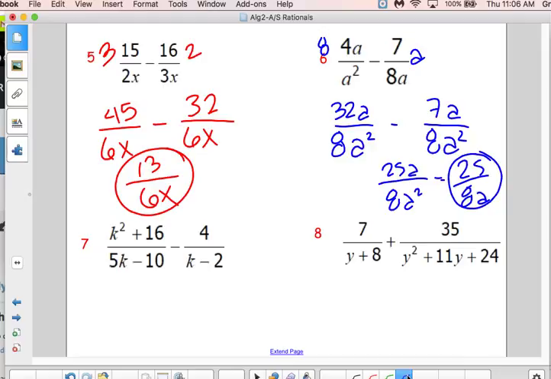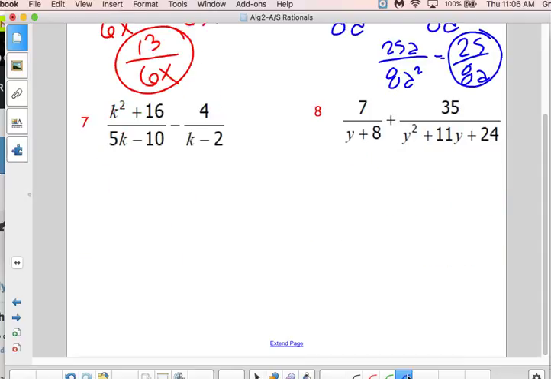Next one. Do we have a common denominator? No. So what do we want to do? Factor the denominator. So if you don't have a common denominator, your first thing would be like, okay, let's factor it. So this first one, can I factor it? Yes. What can we do? Take out the 5. If I'm just factoring my denominator, a lot of times I just write it right underneath it. K minus 2, can we do anything with that?